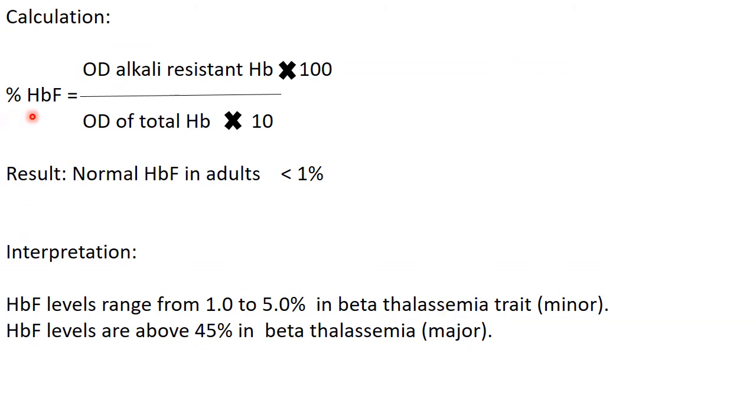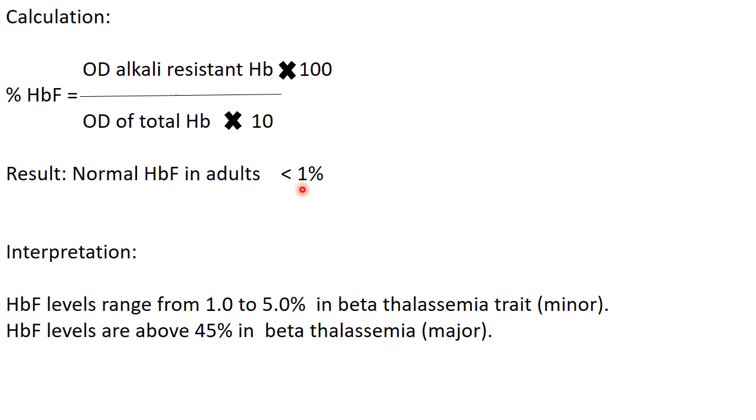Calculation. Percentage hemoglobin F is equal to the optical density of alkali denatured hemoglobin into 100 divided by the optical density of total hemoglobin into 10. The result. Normal hemoglobin F value in an adult should be less than 1%. Interpretation. This test is good if hemoglobin F values are less than 1%.